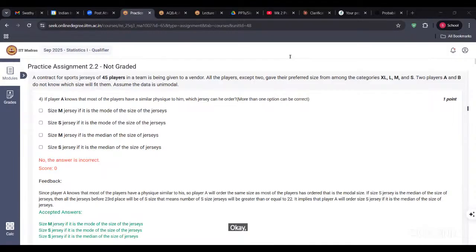Okay, ma'am. If S size is the median, then it will be the mode by default. There is a possibility of size S being the median or size M being the mode. If S is the median, it means it is coming somewhere in the middle of the series. Then S is either in ascending or descending order, first or last. Then it is coming from first to middle, so the 22nd or 23rd number will be S from first.